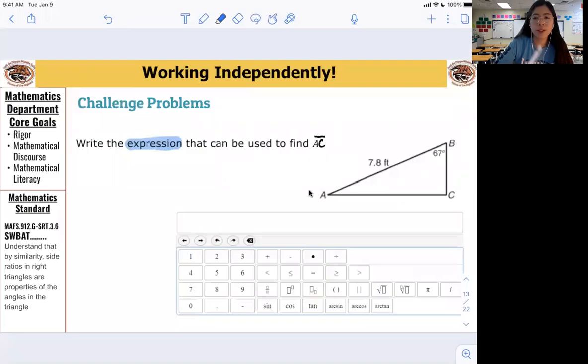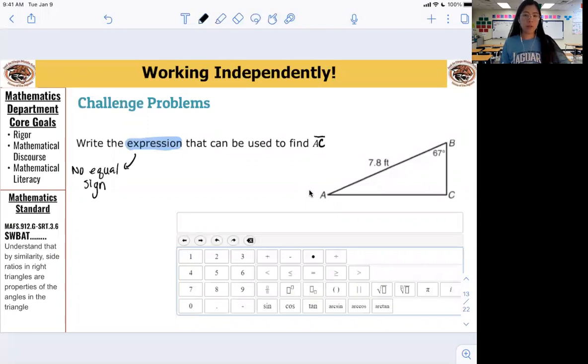What does an equation have that an expression does not? Good, Jalen. Equations have equal signs. Expressions do not have equal signs, so no equal sign. Okay? Because basically an expression is what you would be plugging into your calculator.